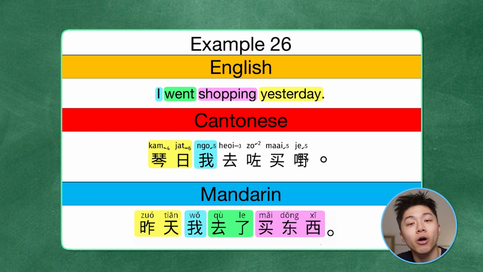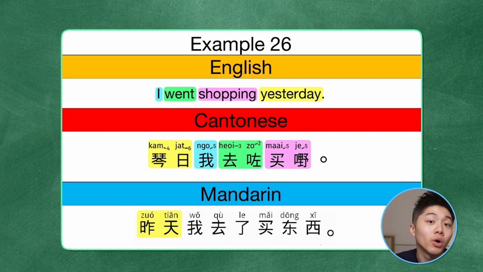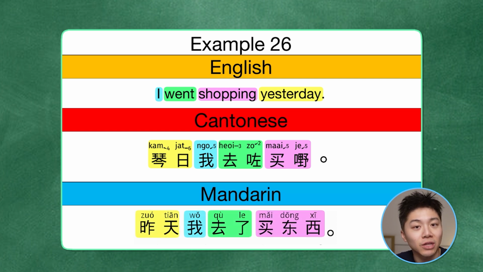So 琴日我去咗買嘢。In Mandarin, 昨天我去了買東西。 So notice how it's the exact same sentence structure. The only difference is just we've switched out a couple characters based on Cantonese versus Mandarin, and then just switched the pronunciation. And that's how Cantonese speakers or Mandarin speakers can learn each other's language really easily, because fundamentally it's the same language.